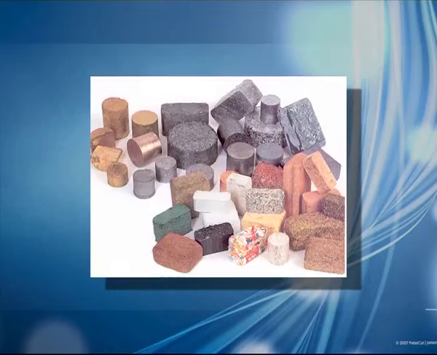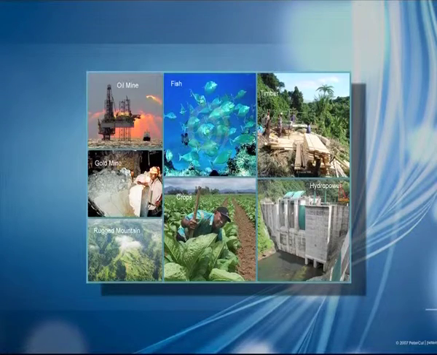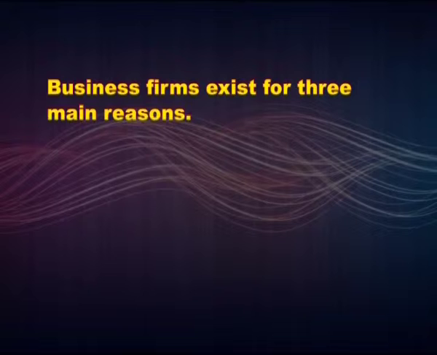The firm is an agent in the economy that produces goods and services to satisfy wants of the people. In this productive activity, it transforms inputs such as labor, raw materials, and natural resources into useful products which are demanded by the consumers. Firms exist to use scarce resources of the society efficiently and thus help the economy to cope with the basic problem of scarcity. Business firms exist for three main reasons.